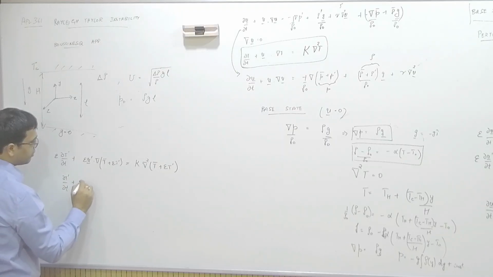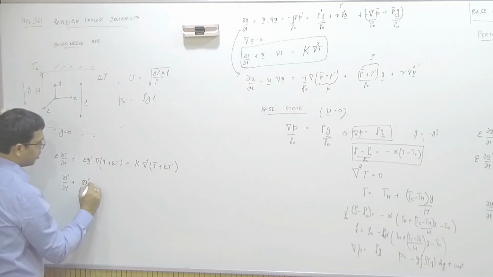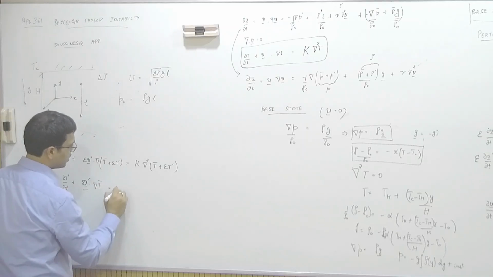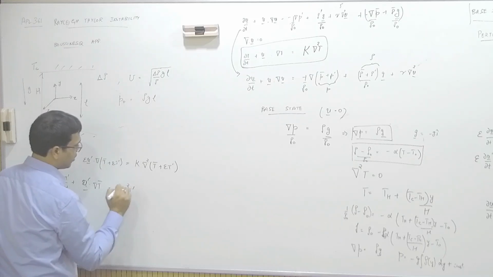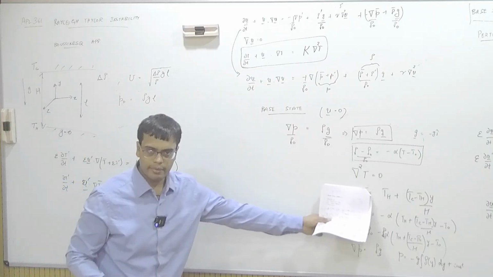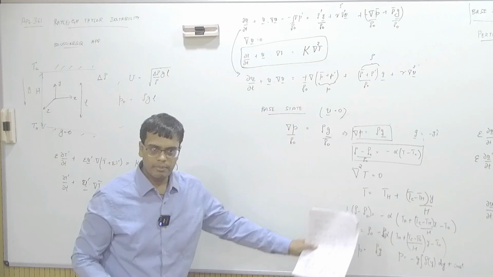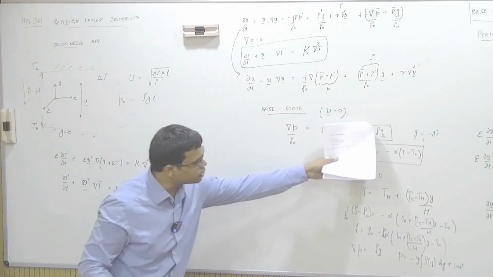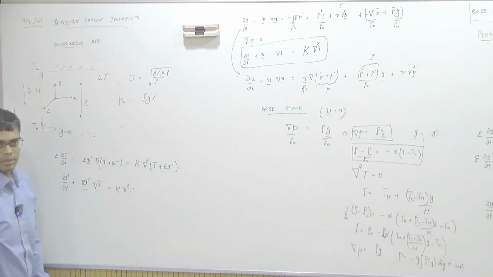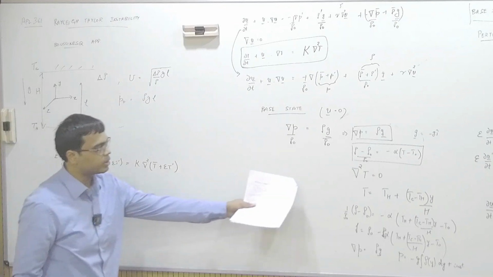You have u prime dot grad T bar equals k del square T prime, because del square T bar was 0. That's how we evaluated the base state. Remember, all the base state solutions we are putting a bar over them.